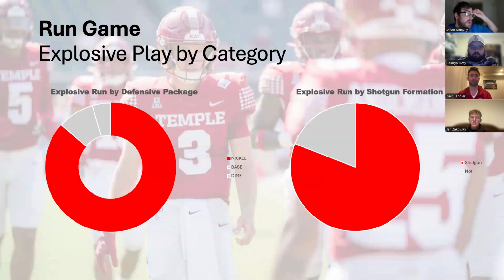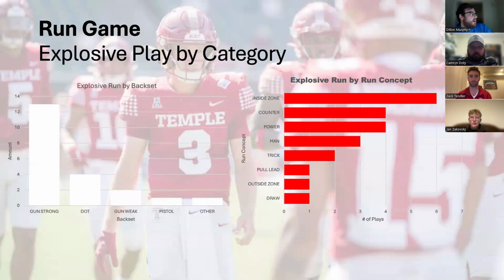Moving on to defensive package. A vast majority, 19 out of 22 explosive rushes, were against nickel coverage, where two and one were against base and dime coverage respectively. And then shotgun formation led to a vast majority of the explosive runs as well. Explosive runs by backset, again just like we did for the passing game: gun strong seemed to be the majority of runs that led to an explosive run in terms of backset.